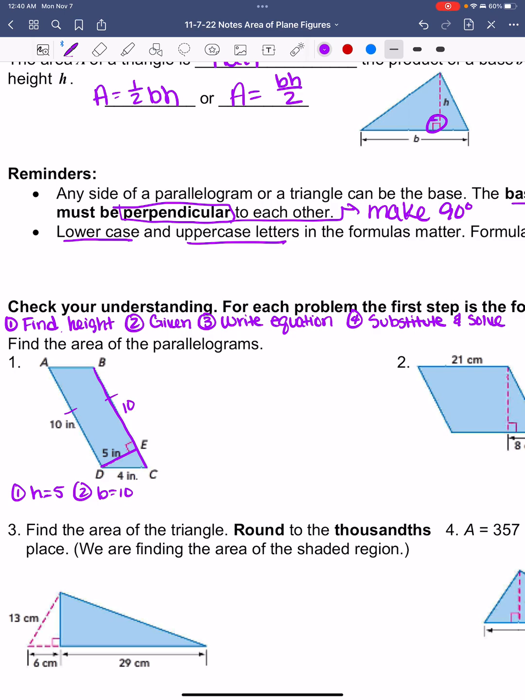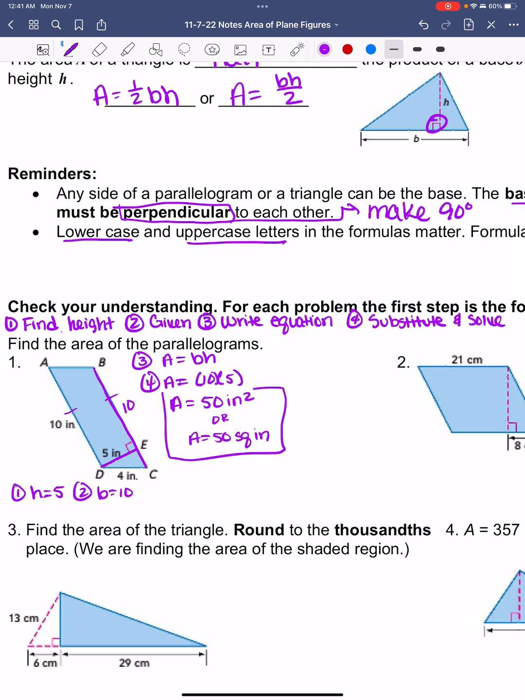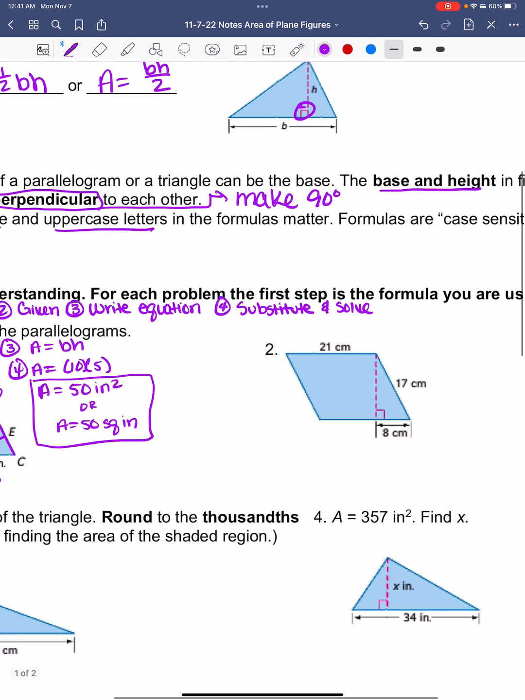Okay, the third thing you're going to do is write your equation. The equation is A equals base times height. Fourth is substitute and solve. Your base is 10. Your height is 5. Therefore, it is going to be 50 inches squared, or you can also see it as 50 square inches. And that is going to be your final answer. For my new kiddos, I do box all my answers, so please make sure you are doing so as well.